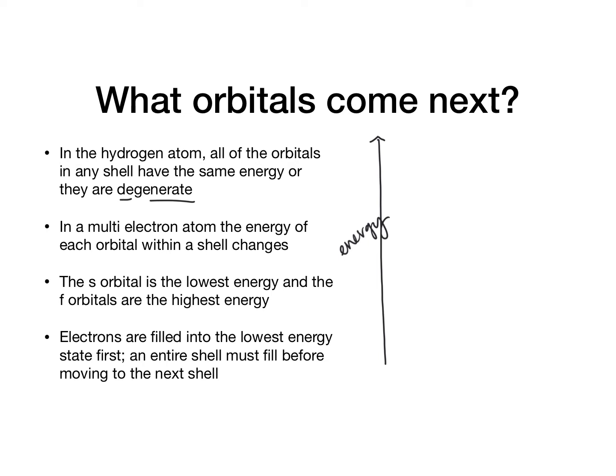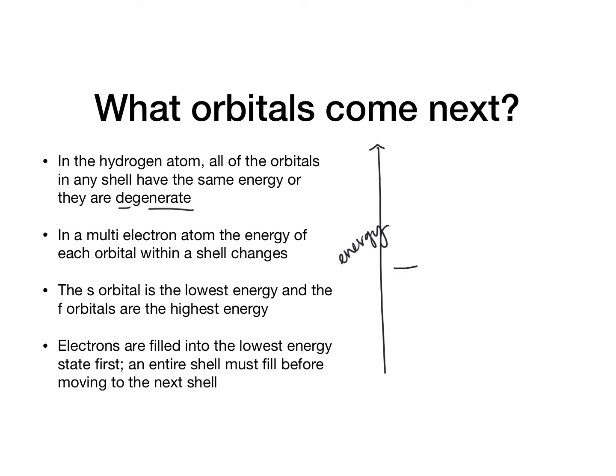If we look at the orbitals for any given shell that contains the s, p, d, and f orbitals, what we see is that the s orbital is lower in energy than the p orbitals. There are 3 of them, so we'll just call them the p orbitals. Then the d orbitals, so there are 5 d, and then 1, 2, 3, 4, 5, 6, 7 f orbitals. So in any shell, the s orbitals are the lowest energy, and the p, d, and f are higher.